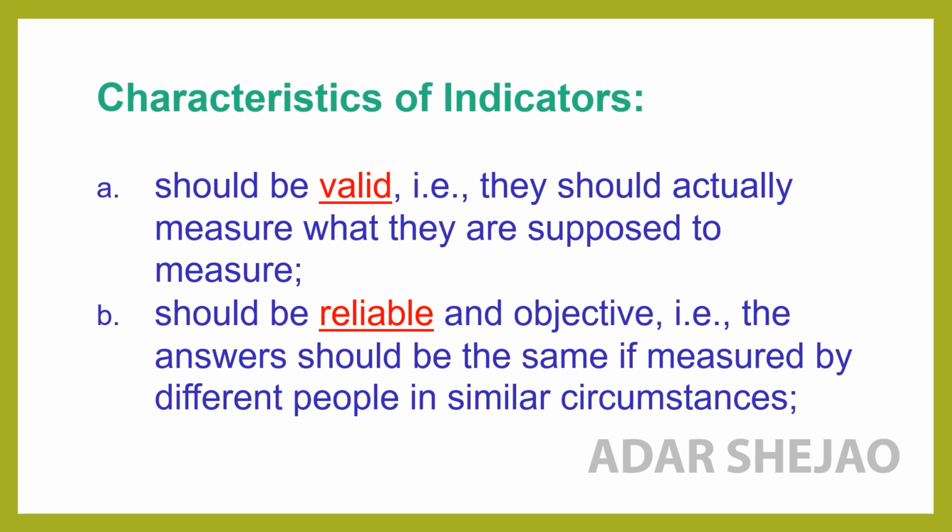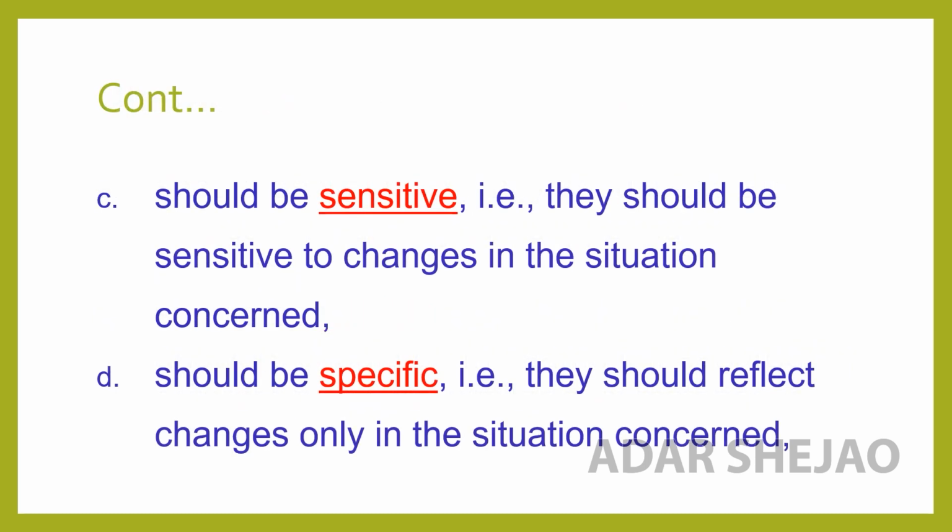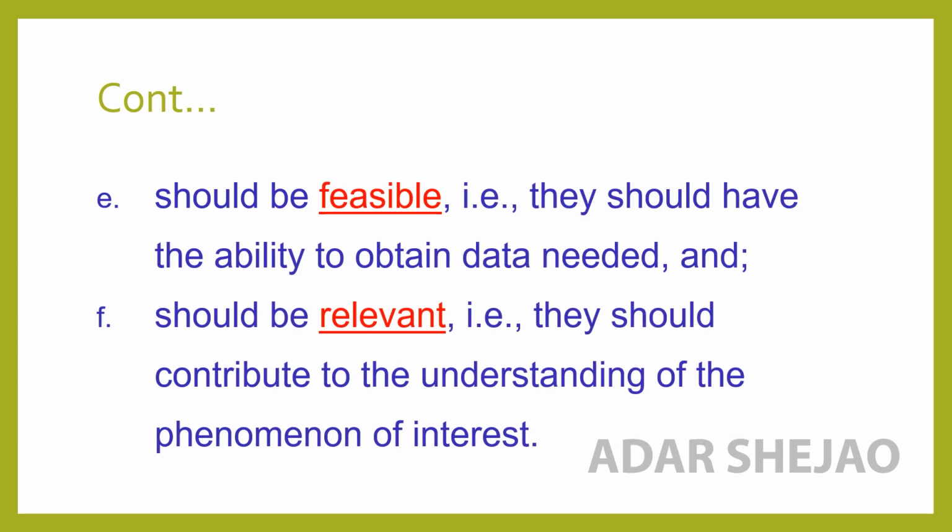Characteristics of indicators. A: they should be valid, i.e., they should actually measure what they are supposed to measure. B: they should be reliable and objective, i.e., the answers should be the same if measured by different people in similar circumstances. C: they should be sensitive to changes in the situation concerned. D: they should be specific, i.e., they should reflect changes only in the situation concerned. E: they should be feasible, i.e., it should be possible to obtain the data needed. F: they should be relevant, i.e., they should contribute to the understanding of the phenomenon of interest.